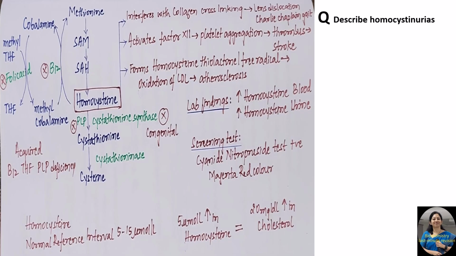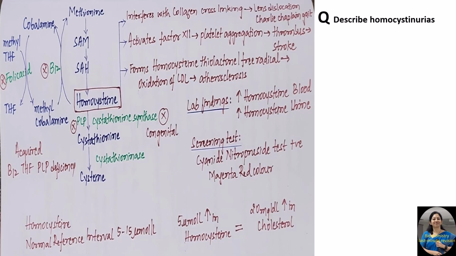The other deadly effect is that homocysteine causes oxidation of LDL by forming a free radical called homocysteine thiolactone, and this oxidized LDL is taken up by macrophages and converted to foam cells. Foam cells predispose to formation of atherosclerosis, which later can manifest as myocardial infarction.